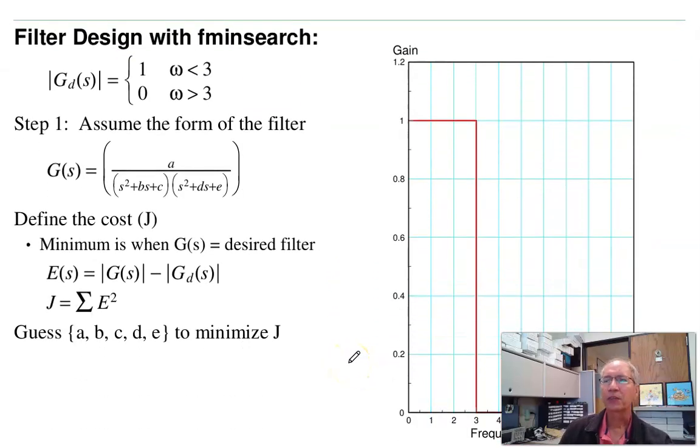Let's use that to design a filter. So kind of like that bass boost, I want to build a low-pass filter. In this case, pass frequencies below 3 radians per second, reject frequencies above 3. Come up with a filter that does that.